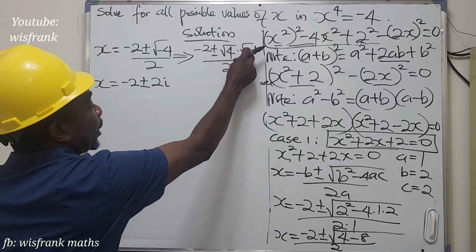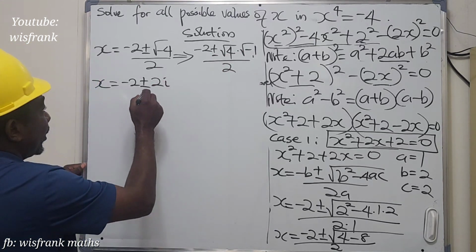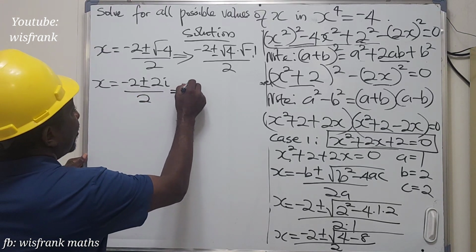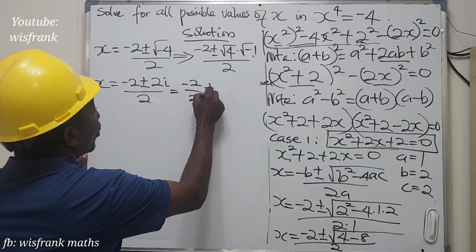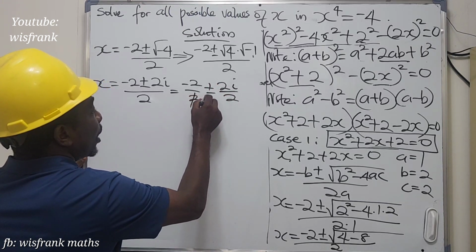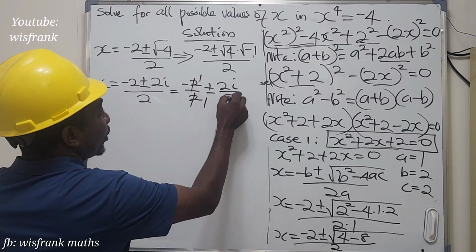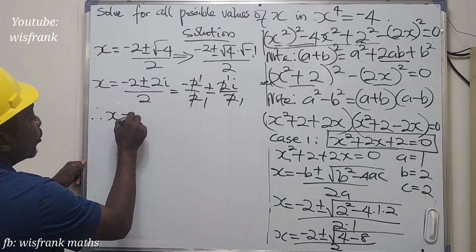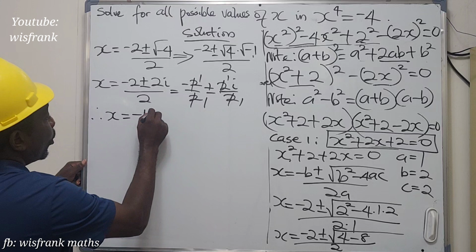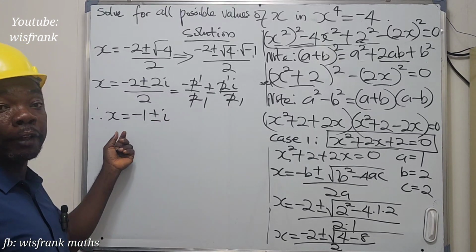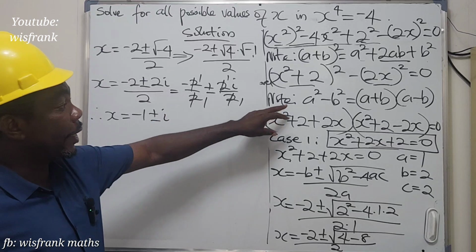Then i is the square root of minus 1, all over 2. So in this case, this is the same thing as minus 2 all over 2 plus or minus 2i all over 2. In this case, the 2s will cancel: 2 will cancel here, 2 will cancel here, and 2 will cancel here. Therefore, our value of x equals minus 1 plus or minus i.